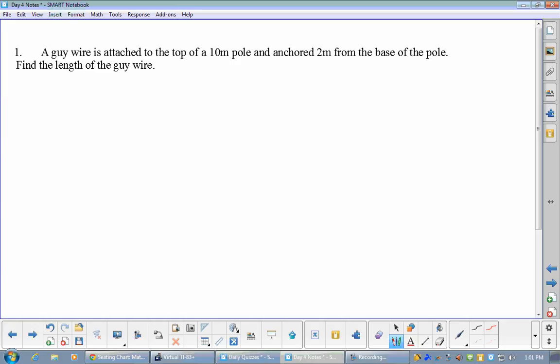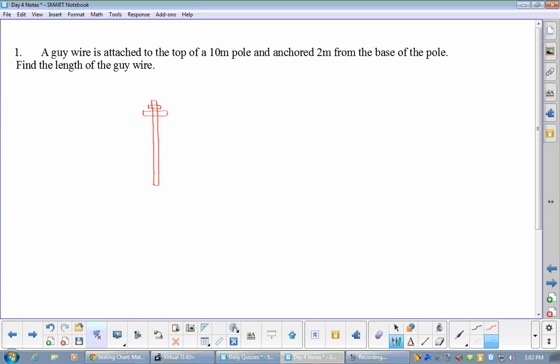Now, here we have a guy wire is attached to the top of a 10-meter pole and is anchored 2 meters from the base of the pole. Find the length of the wire. Okay, so first of all, let's just draw a pole. You know those electrical poles, right? They have this thing here, and then I want to make it look like a cross. And the wires. Again, don't be intimidated by my drawings. I'm a trained professional. So obviously they're going to be pretty high caliber, right? But you just do your best. That's all you have to do, okay?